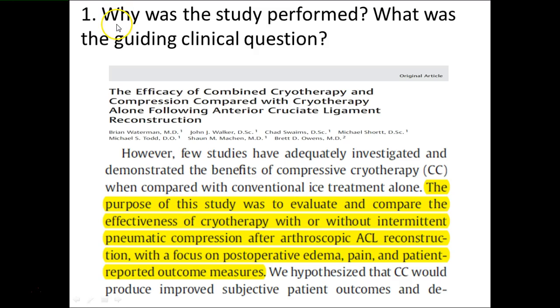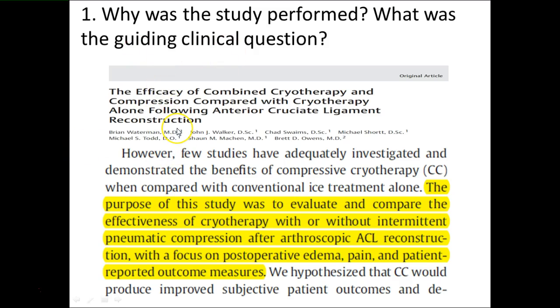And so the first question that you would ask is, why was the study performed? What was the guiding clinical question? So this is one aspect that you're looking for. Did the authors report why they were doing this study? And can you guess, or can you conclude what the clinical question was based on the purpose?